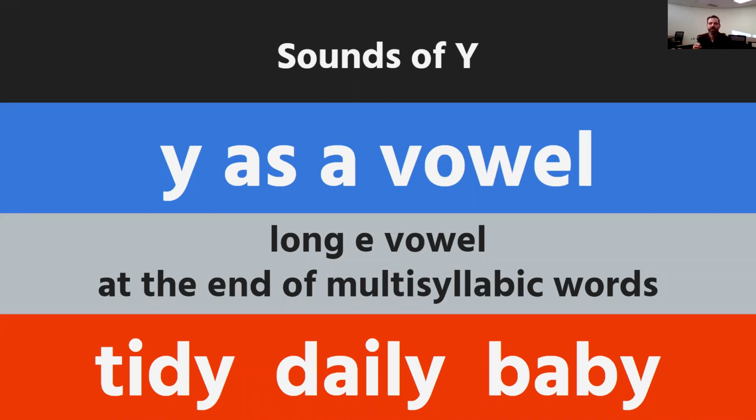This happens when it's at the end of a multisyllabic word. So if we have a word that has more than one working vowel and it ends in a Y, often that Y will take the long E sound. We see it in words like tidy, daily, and baby. Normally Y at the end of a word, as we've seen, like the word try, takes the long I. But when it's multisyllabic and the Y is at the end, it changes from a long I to a long E. Tidy, daily, baby.